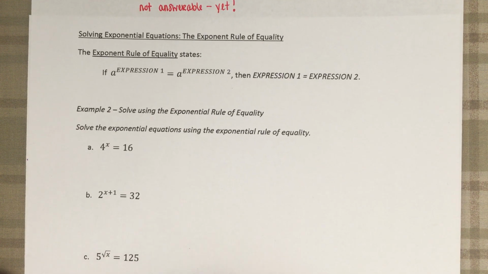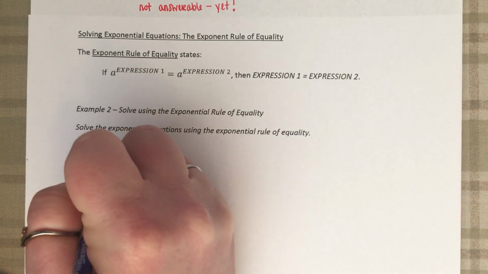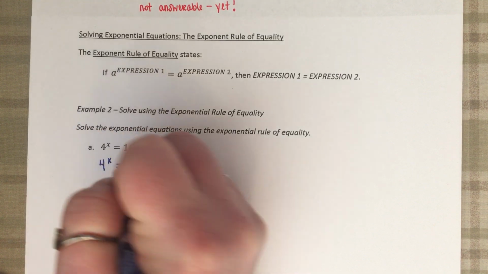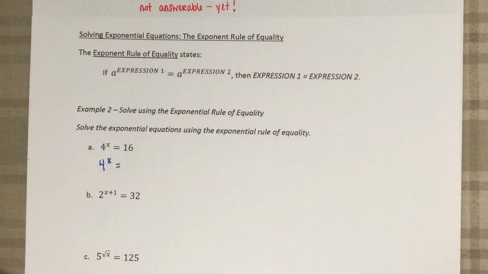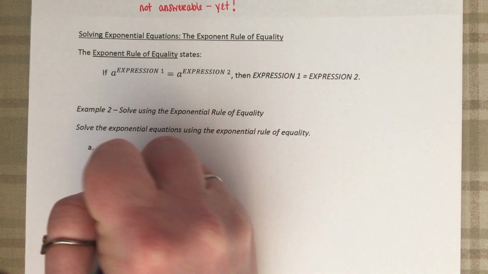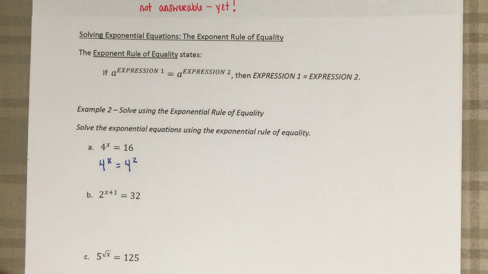All right, so looking at example A, we're going to start by figuring out what power of 4 is equal to 16. We're going to rewrite our equation as 4 to the x equals... And if we think about 16, 16 is 4 times 4, so 16 is 4 squared. So 4 to the x is going to be equal to 4 squared.